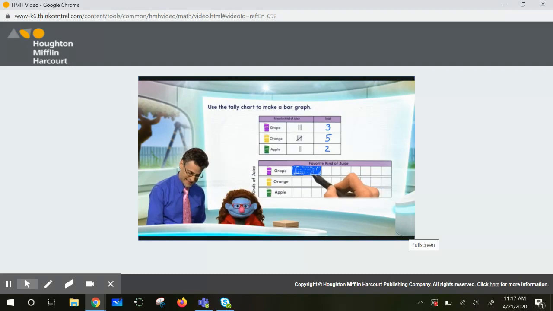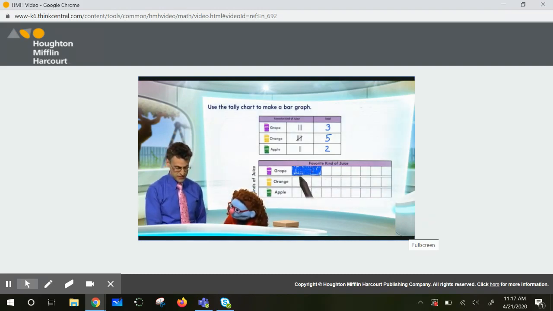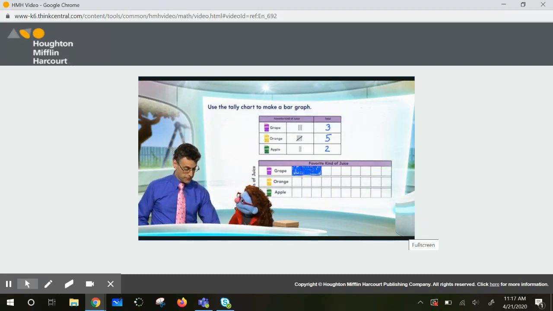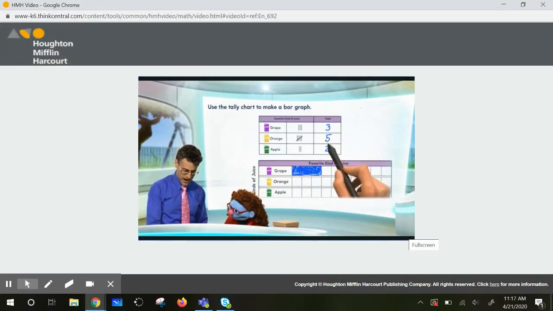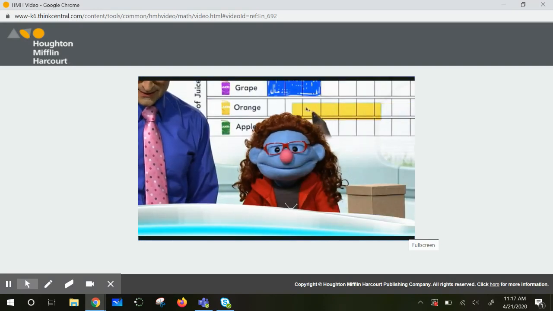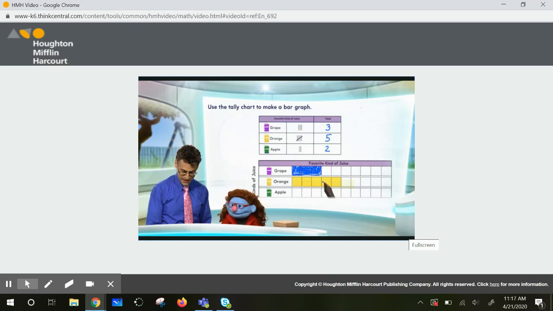Ta-da! Exactly, and there it is. So you can see I colored in 1, 2, 3. Now, for the orange, rather, we see 5. So we're going to go all the way out to 5, and I did this one in advance. This is going to be a very pretty one. Orange juice is tasty. It is very good, and it isn't just for breakfast.